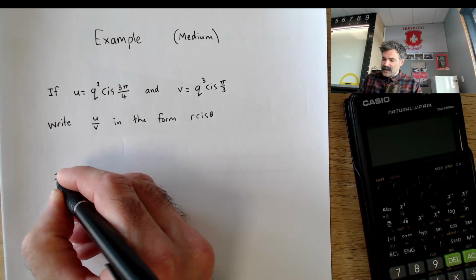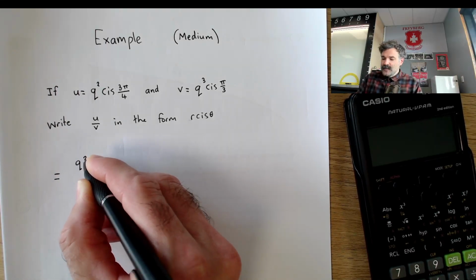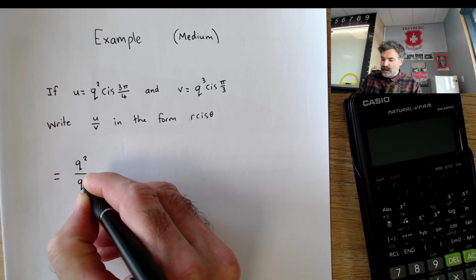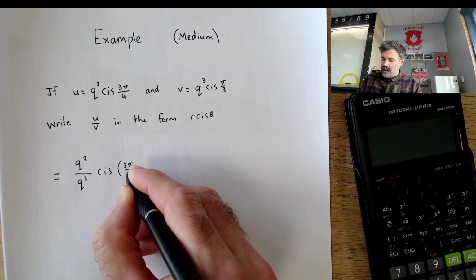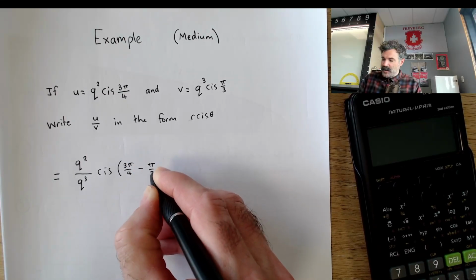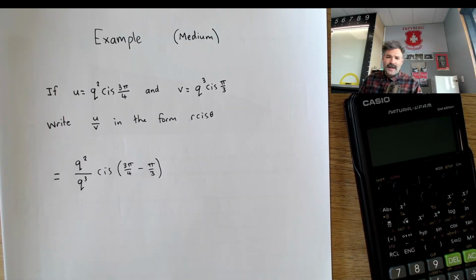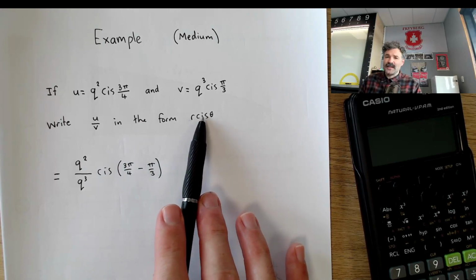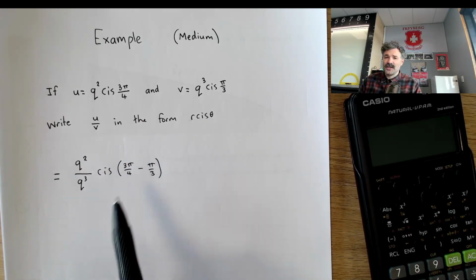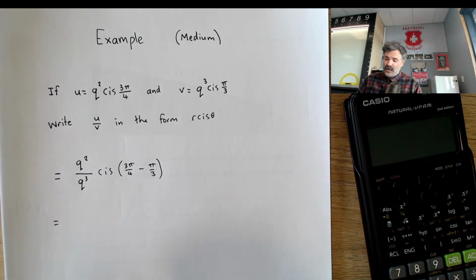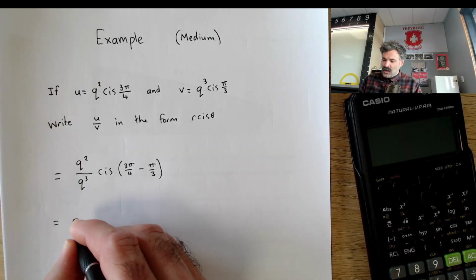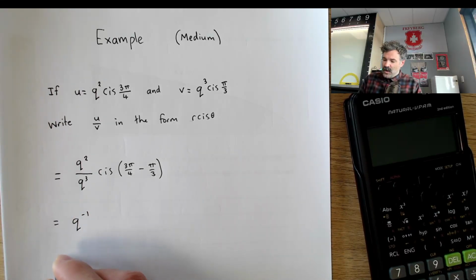So let's write it out. This is going to be q squared over q cubed cis of 3 pi over 4 take away pi over 3. You can see it's a little bit trickier now. We're expected to simplify this, even though it didn't say it explicitly here. They just want it as r cis theta, not some fraction and some subtraction, just a single thing. So q squared over q cubed, there are two ways we can think about that. We could write this as either q to the negative 1, or 1 over q. Either one of them is fine.